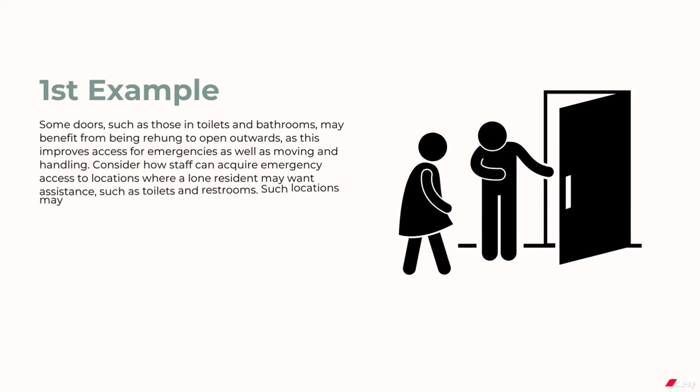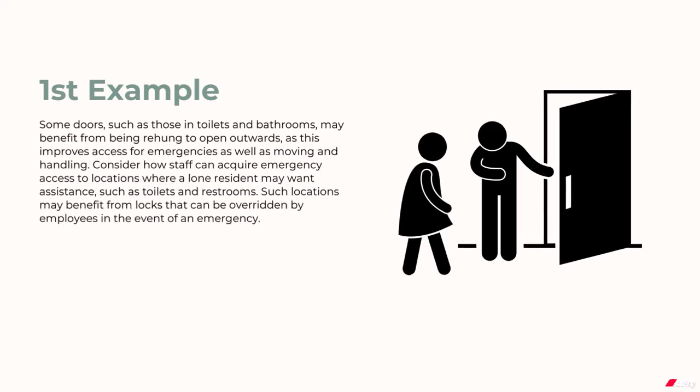First example. Some doors, such as those in toilets and bathrooms, may benefit from being rehung to open outwards, as this improves access for emergencies as well as moving and handling. Consider how staff can acquire emergency access to locations where a lone resident may want assistance, such as toilets and restrooms. Such locations may benefit from locks that can be overridden by employees in the event of an emergency.